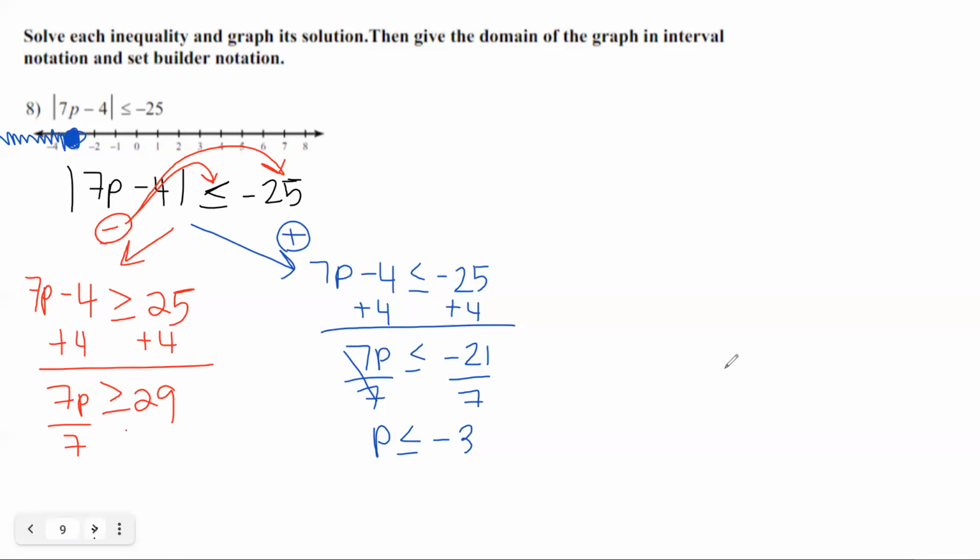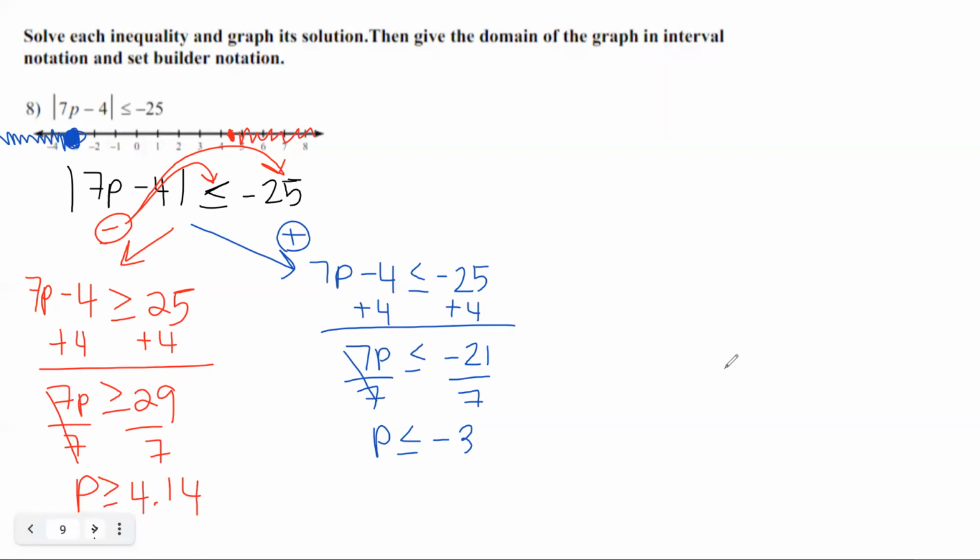Divide by 7. Divide by 7. I get p is greater than or equal to 4.14. And then I'm like, okay, here's 4.14, I guess. It's greater than or equal to, and shade. And yeah, you can solve stuff.